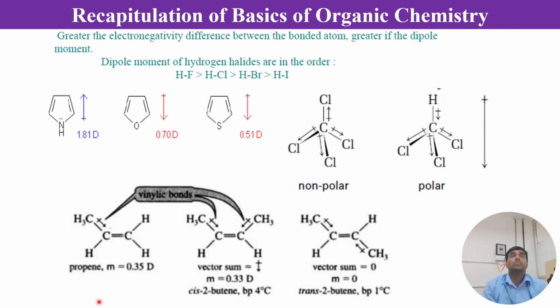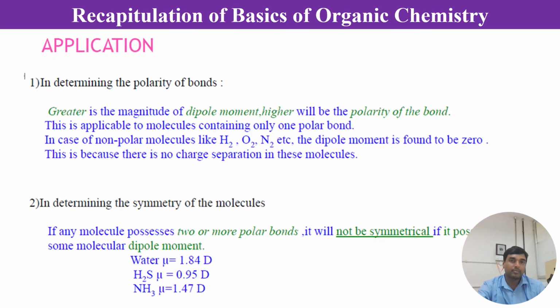Even from the dipole moment value, we can easily tell whether a molecule is cis or trans. For cis isomers, suppose 2-butene, it has a dipole moment of 0.33, whereas the trans isomer is 0. So we can easily identify whether a molecule is a cis isomer or trans isomer based on their dipole moment value.